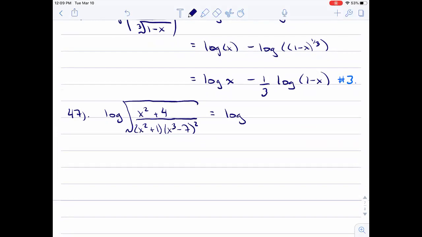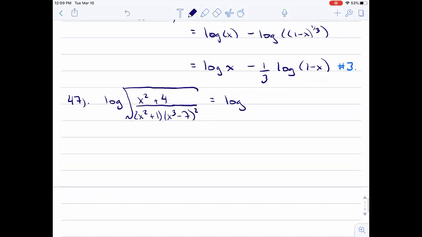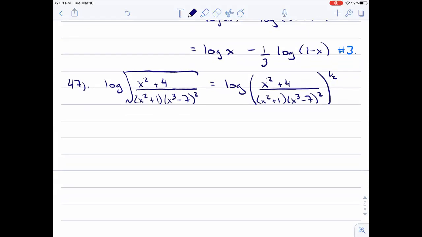I forgot about the square root, right? How am I going to rewrite the square root? I'm going to rewrite everything to the power of 1/2. Then I'm going to be able to bring that out in front, right? And then we have to be careful. So what I've got is the log of x squared plus 4 over x squared plus 1 times x to the 3 minus 7 squared to the power of 1/2. So far, no log laws have been applied.